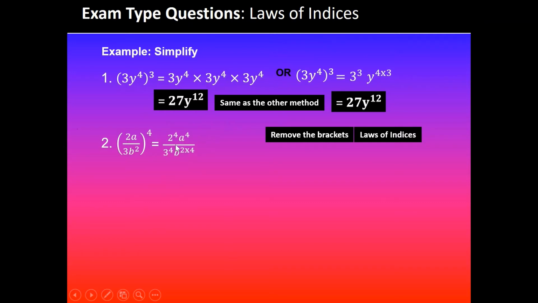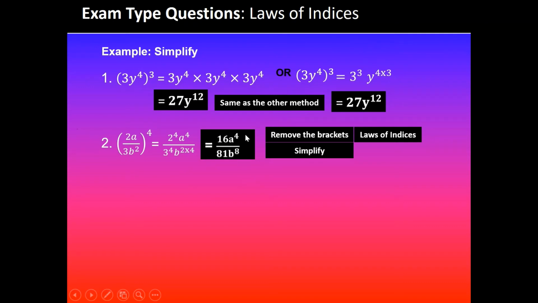So 2 is raised to the power of 4, a is raised to the power of 4, 3 is raised to the power of 4 as well, and b squared is raised to the power of 4. So powers of powers, we will multiply that, and then we simplify. So 2 to the power of 4 means 2 times 2 times 2 times 2, and that gives you 16.